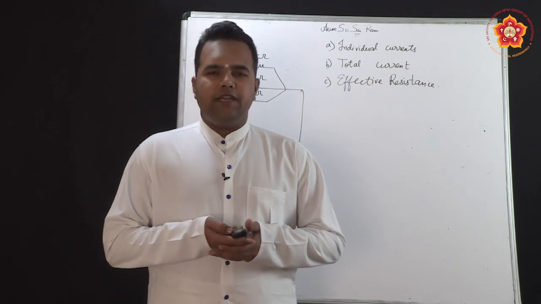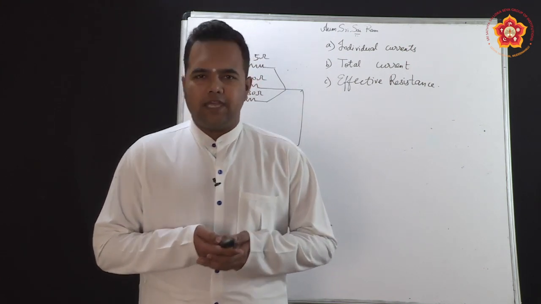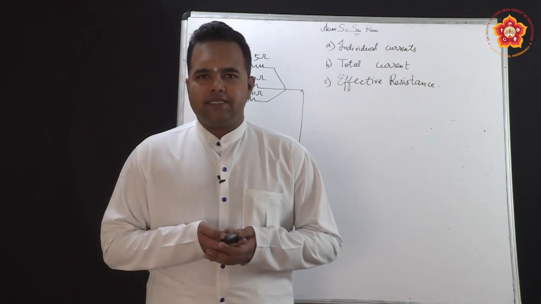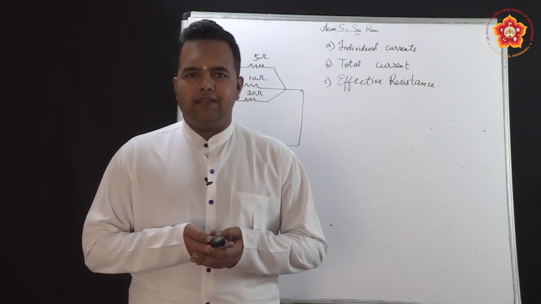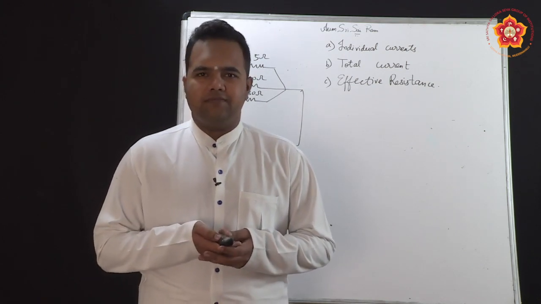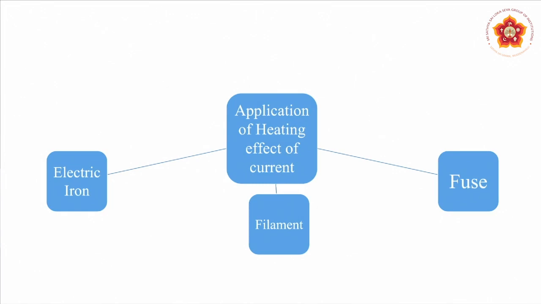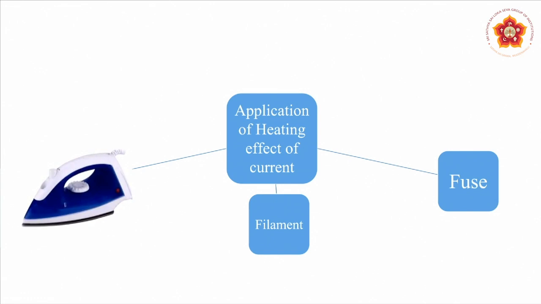We have almost reached the last part of the chapter where we have been discussing the heating effects of electric current. Let's have a look. This is where we ended our discussion in the last lecture. Very few applications of the heating effect of current had been discussed. One was the electric iron. We have seen how electrical energy is converted to heat energy and the heat is retained.